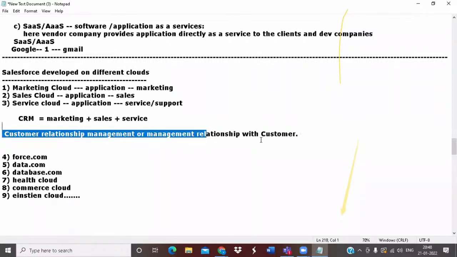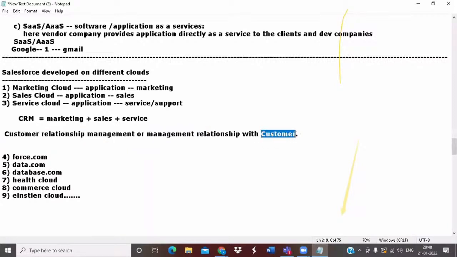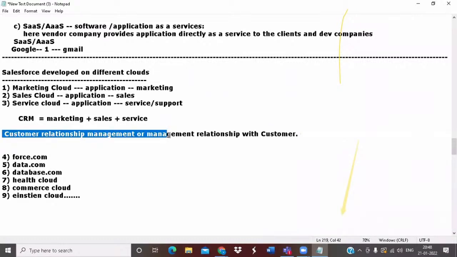Why? Because for every business, who is most important? Customer. Customer is most important. Yes or no, all of you? Without customer, there is no business, there is no company, and there is no management. Yes or no?